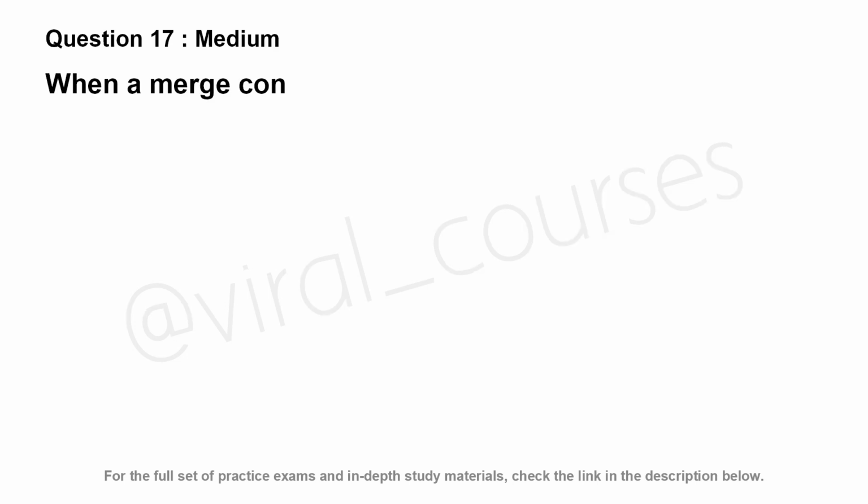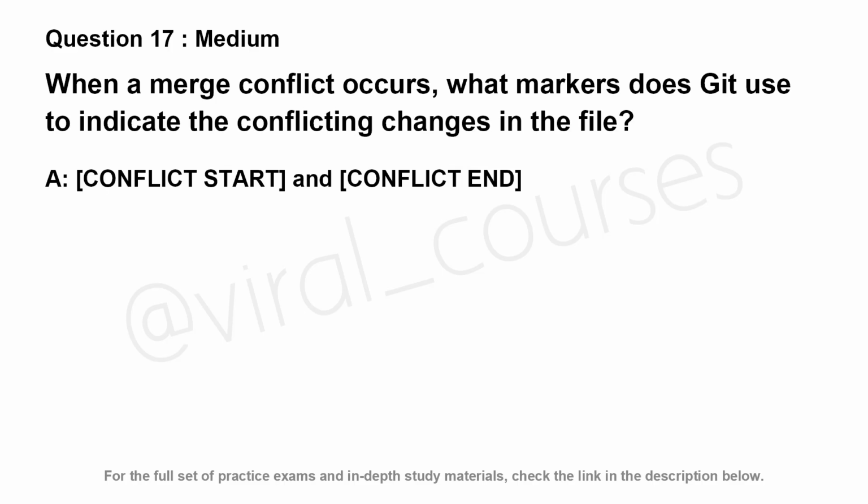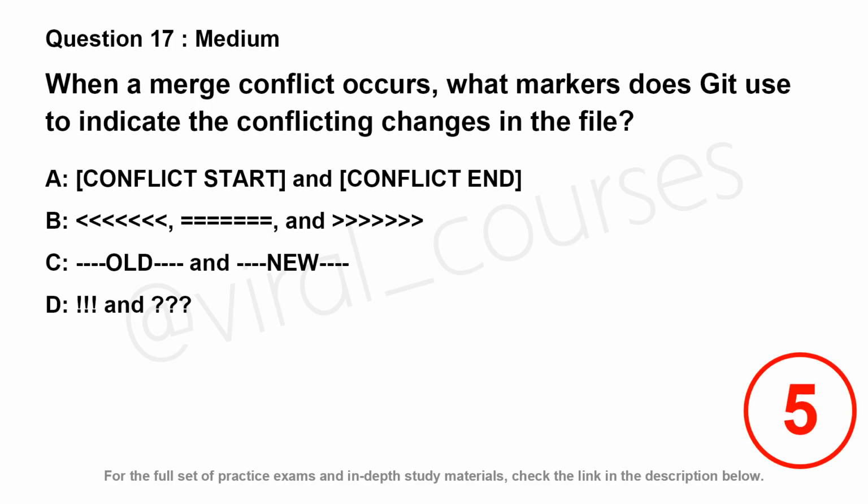When a merge conflict occurs, what markers does Git use to indicate the conflicting changes in the file? Option A. CONFLICT START and CONFLICT END. Option B. <<<<<<<, =======, and >>>>>>>. Option C. OLD and NEW. Option D. AND.